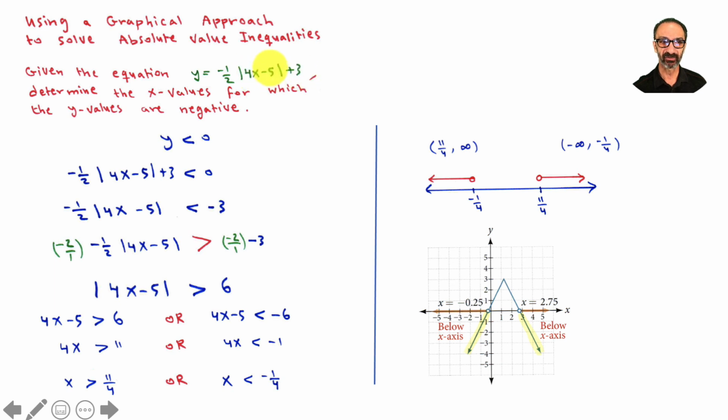And this is a shift to the right, as you can see, but we're not talking about shifting. I just want to confirm that the solution is where the y is less than 0, as being negative happens to the right of this point and to the left of this point. And that should do it.